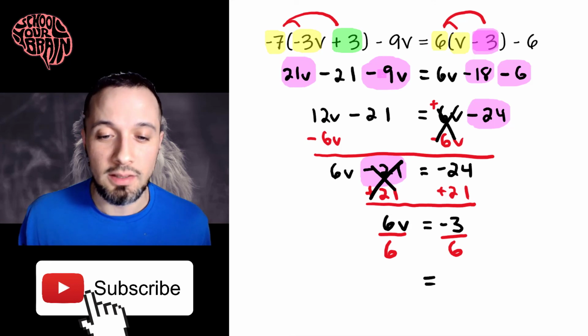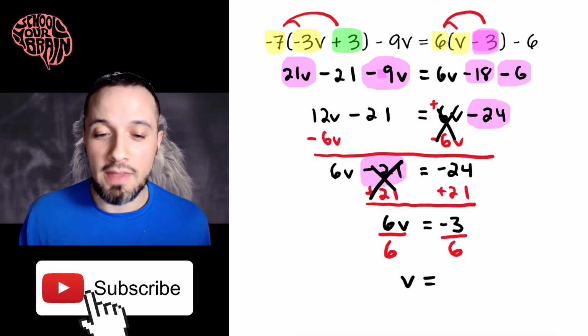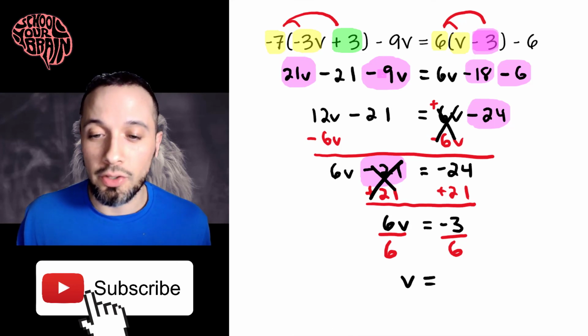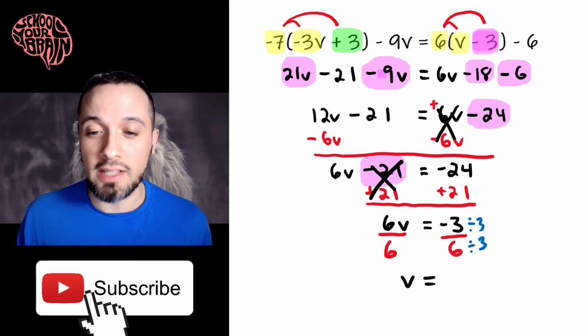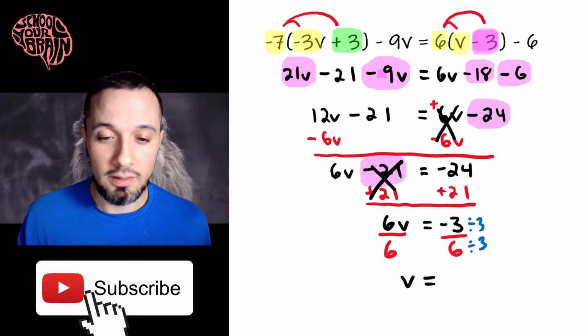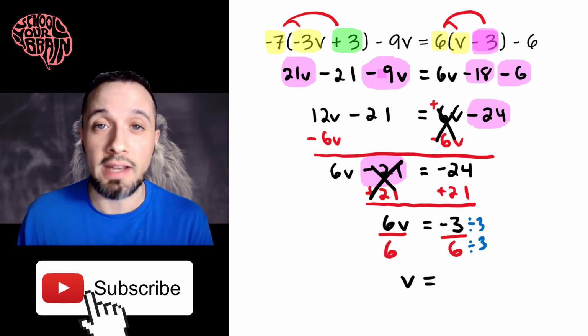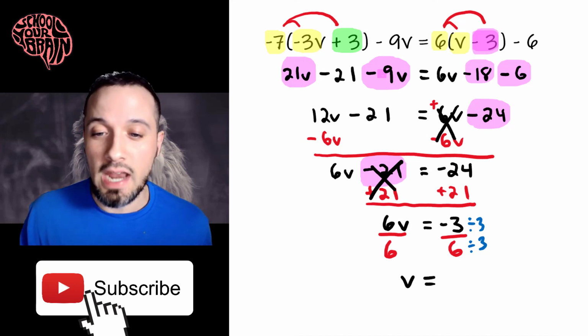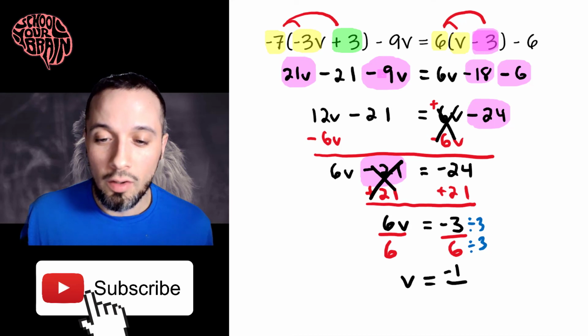6v divided by 6 is 1v. And then -3 over 6, I know I can simplify that. They're each divisible by 3. That's the biggest number that could divide into both. The vocab word for that would be the greatest common factor. That's the biggest number I can use to divide into 3 and 6. And when I divide it out, I can see I get -1 over 2. And that would be my final answer.